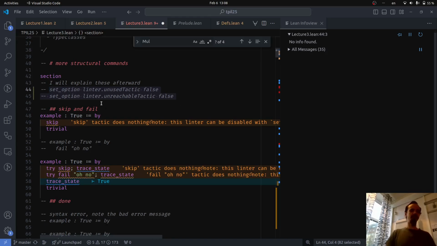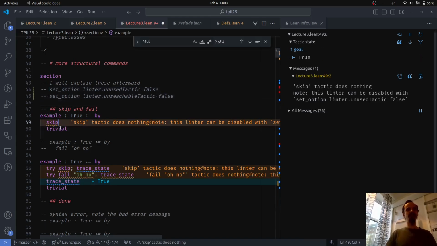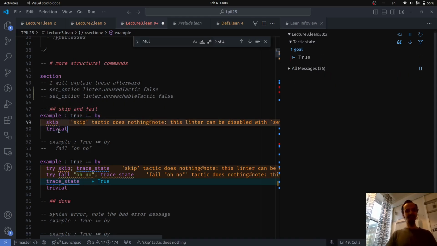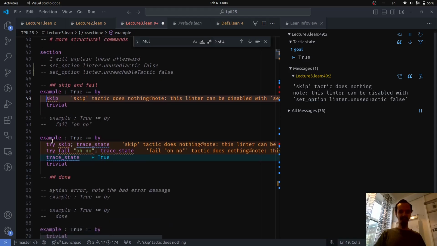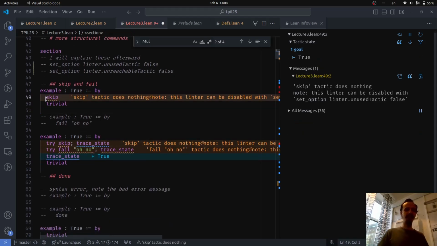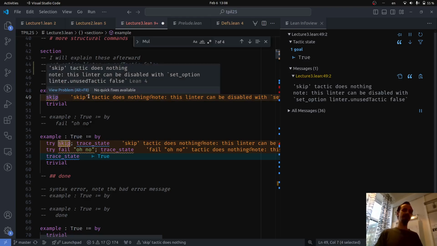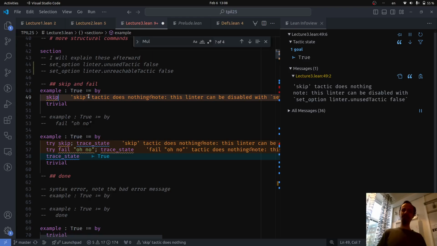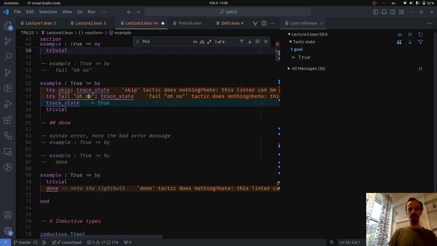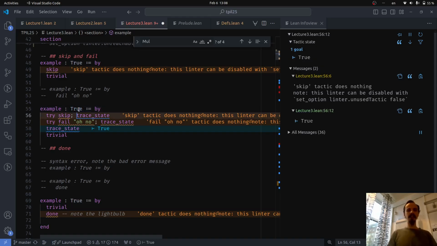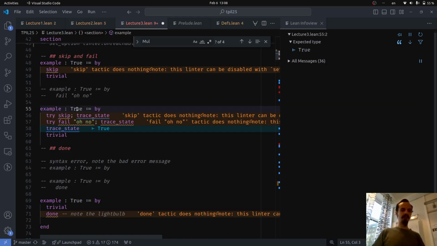Right, so if I don't turn off these linters, I'll in fact get a warning that tells me that skip does nothing. So, just in case you had any other ideas. However, it's not completely useless. In particular, it is a tactic. So sometimes there are places where you're supposed to put a tactic, and if you just want to say, don't do anything, I don't have anything to do at that point, then skip is a way to do that. And it can also be used in these higher order combinator things.